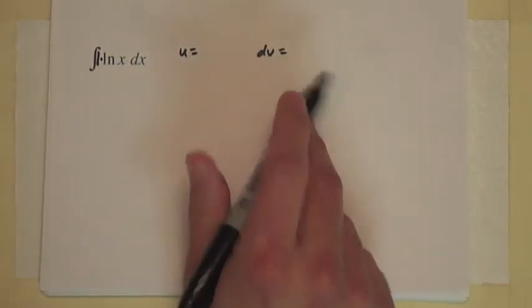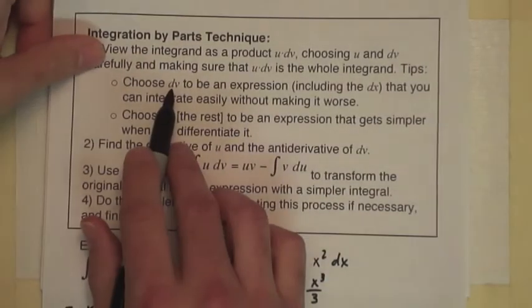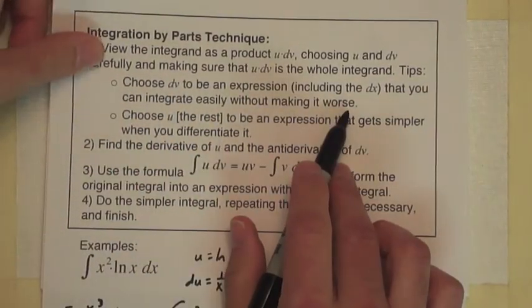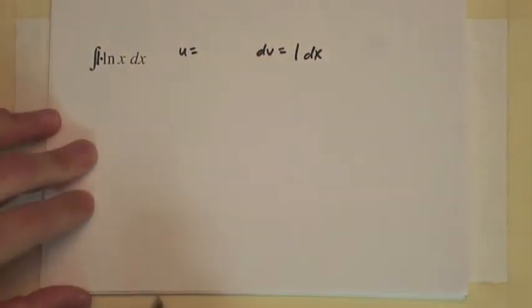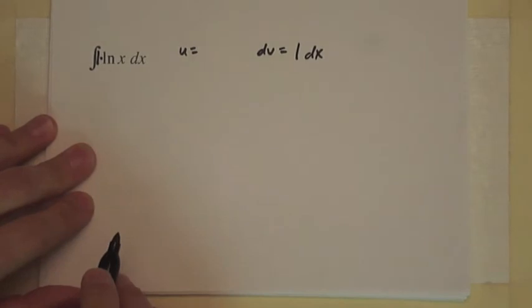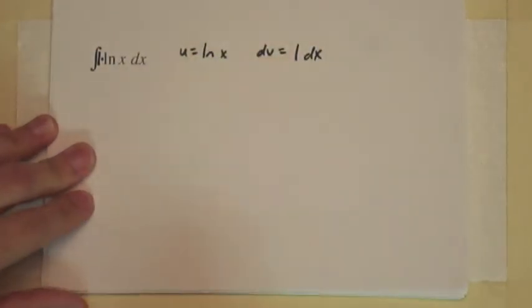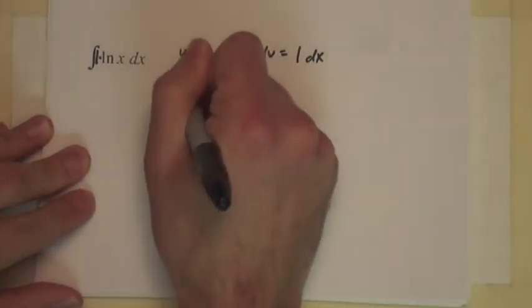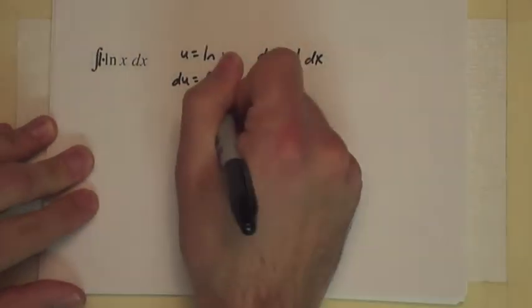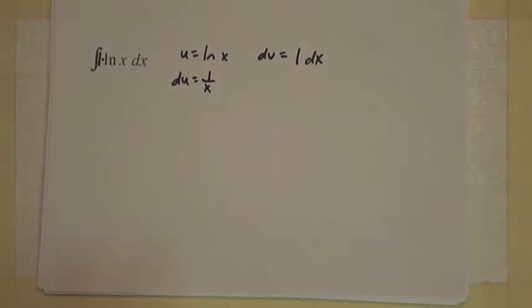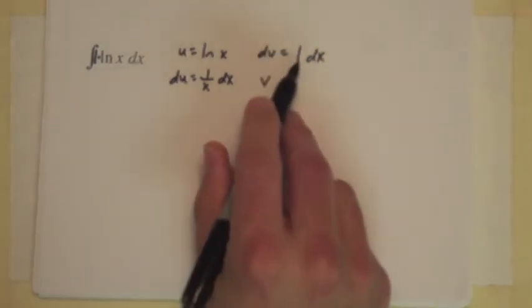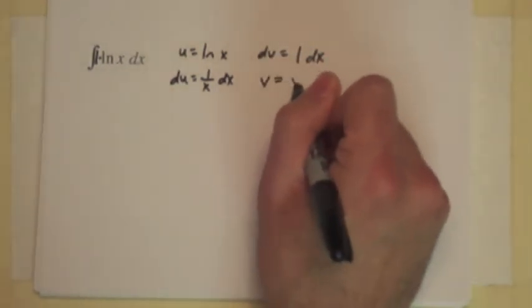Now, which should be which? Well, if you follow the tips again, dv has to be something you can integrate easily without making it worse. That's 1 dx. And the u is something that gets simpler when you differentiate it. That should be natural log x. Because when you differentiate natural log x, you get 1 over x. So du over dx is 1 over x. So du is 1 over x dx. And if the derivative of v is 1, then v is just x.